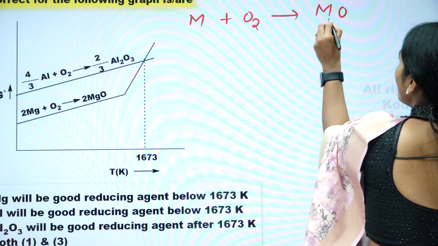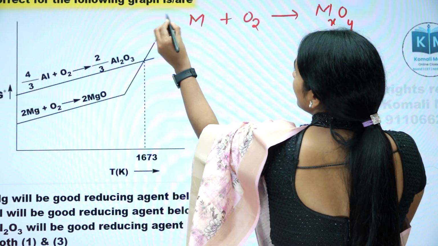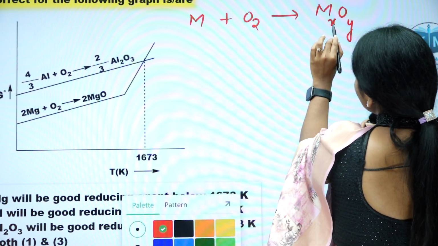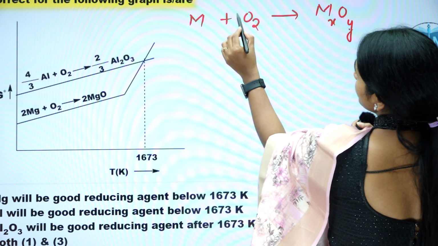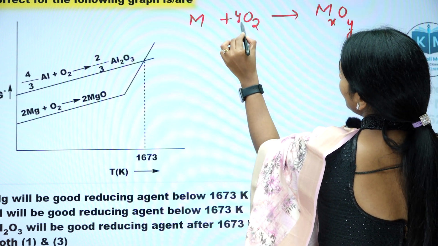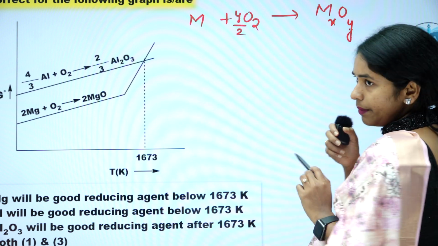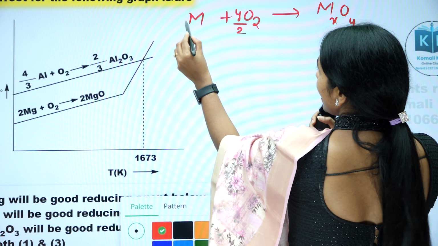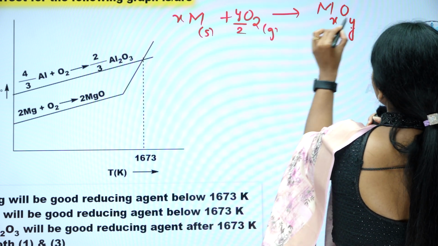So here M_xO_y. Let us consider x and y. How many oxygens are there here, students? y oxygens. But here there are 2 oxygens. So I'll multiply by y by 2, because the 2 will be cancelled. Here also y, here also y. And how many metals are there? x metals are there. So I'll put this as a solid, this as a gas, this as a solid, let's say.